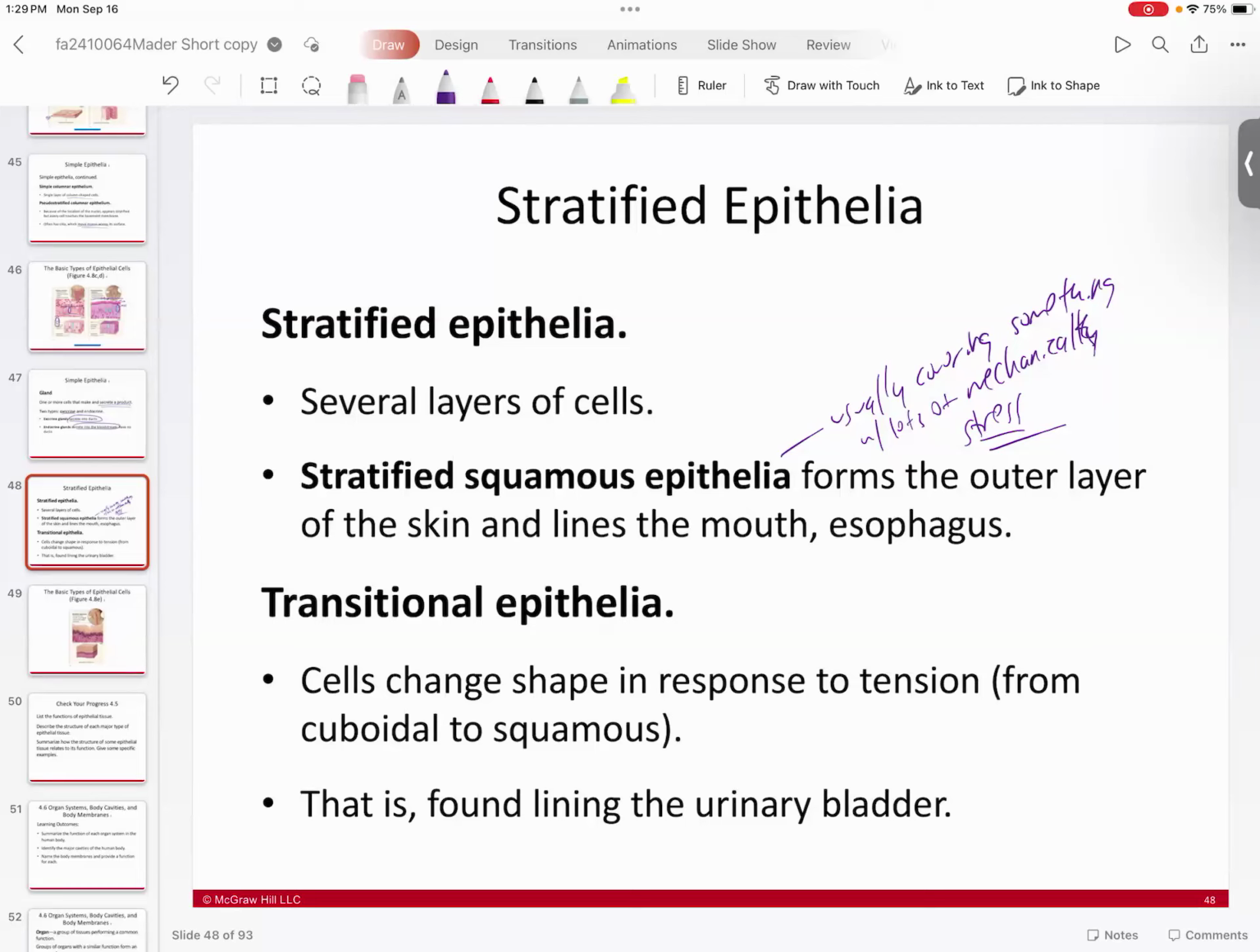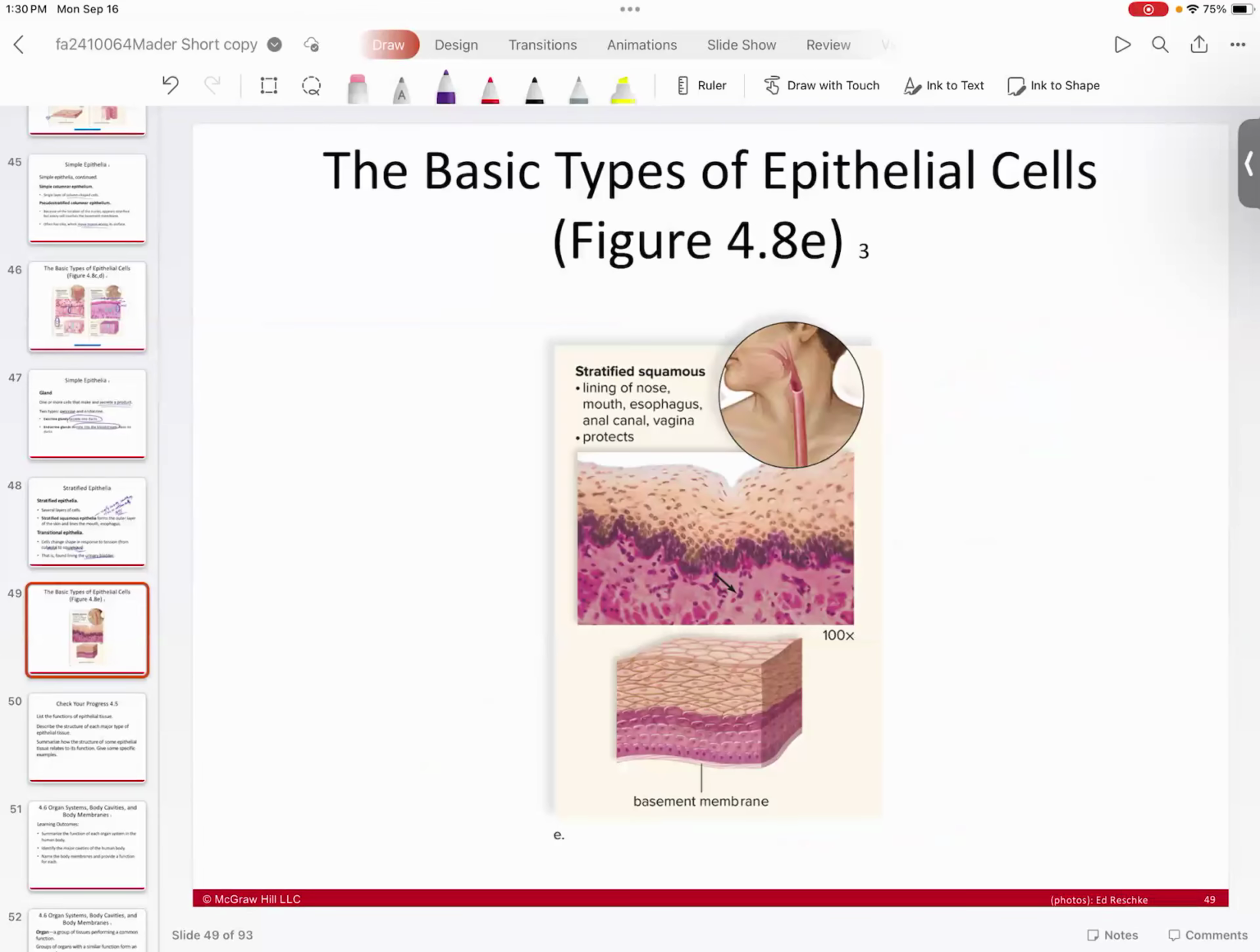Transitional epithelium is basically only found in one place, and that's the urinary bladder. And this is a different one because it changes shape. So when it's relaxed, it's kind of this cuboid looking structure. But when it's stretched out, it looks flat and squamous. It's kind of like elastic almost in nature. And this is just basically so that you can kind of bend and sort of flexibly stretch out and adapt to your filling bladder.